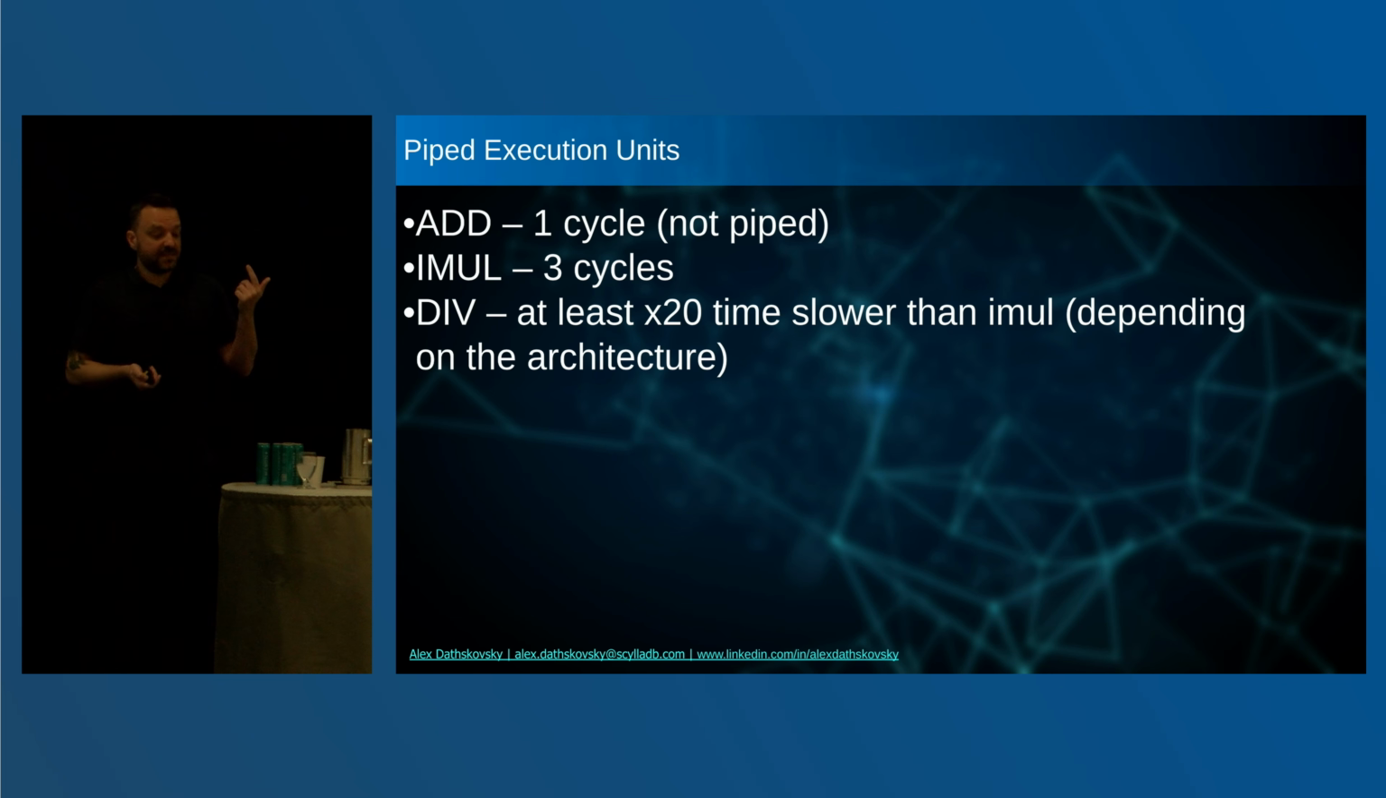So add has one cycle. It's the most basic instruction. IMUL, basic integer multiplication, has 3 cycles. Division is 20 times slower than that. And it depends on the architecture. It might be even slower than that.